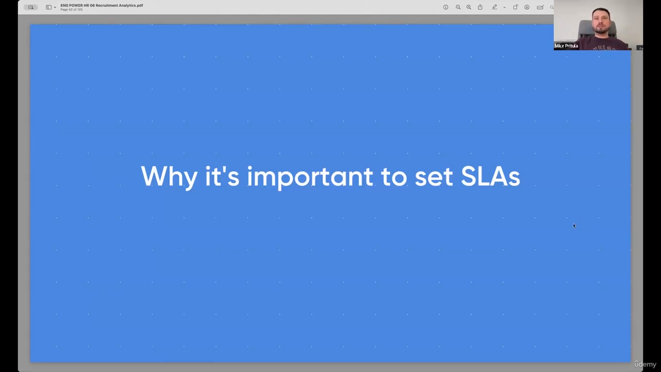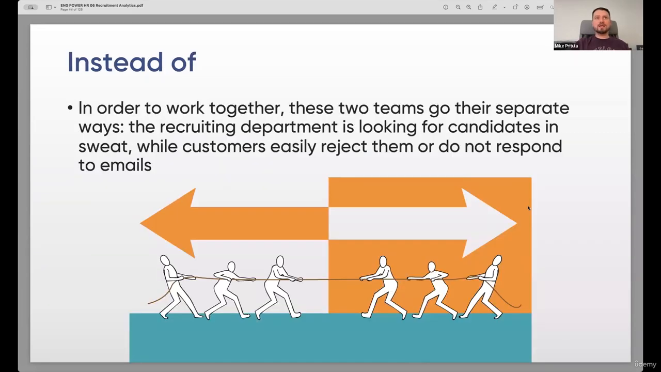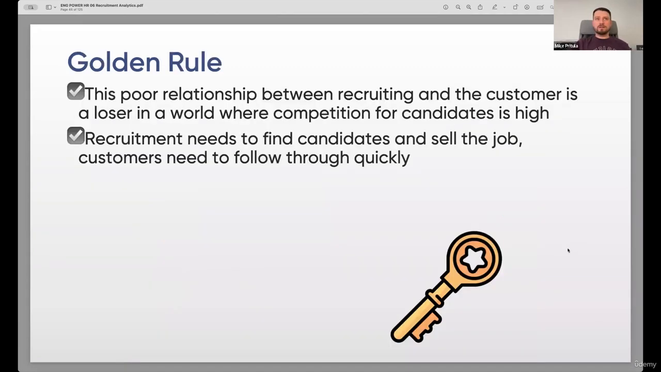Now let's talk about recruitment SLA. Why it's important to set a recruitment SLA. How it usually happens. In many organizations, the relationship between the recruiting department and customers or hiring managers is poor. Everyone blames each other for the delay in closing vacancies. Instead of working together, these two teams go their separate ways. The recruiting department is looking for candidates in sweat, while customers easily reject them or do not respond to emails at all or do not show up to the interview and other bad stuff.